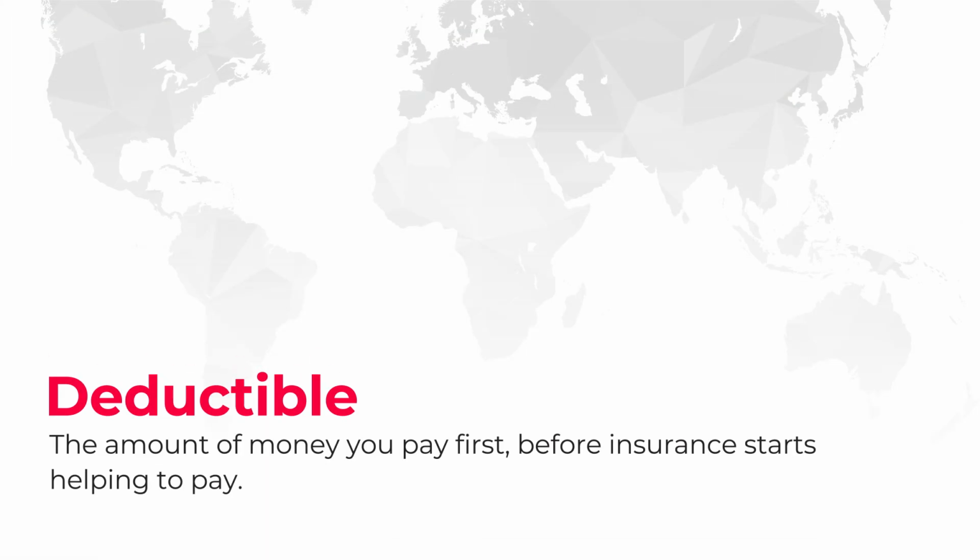A deductible is the amount you must pay out of pocket before your insurance kicks in. Once you've paid this amount toward your medical bills, you've met your deductible. When you have met your deductible, insurance will help cover costs for the rest of the policy year.